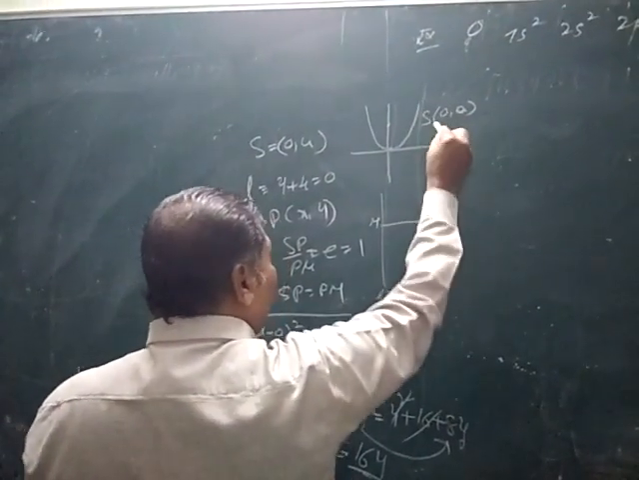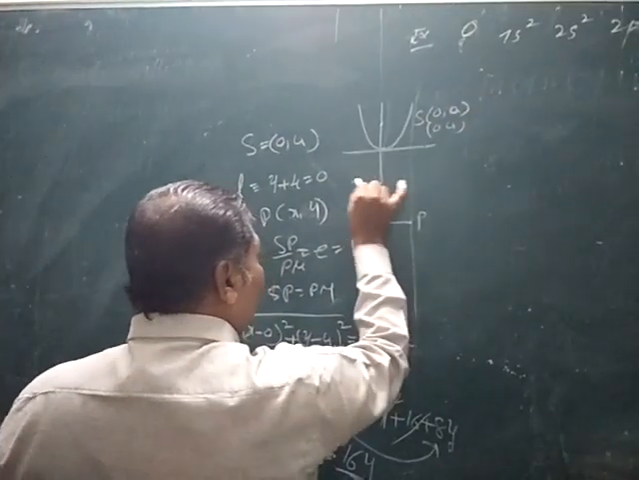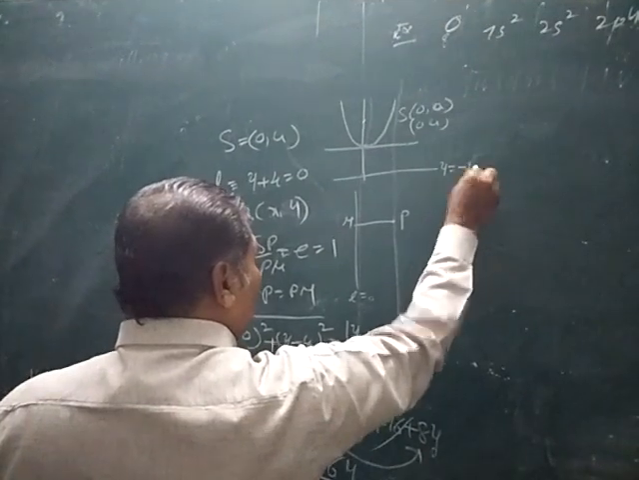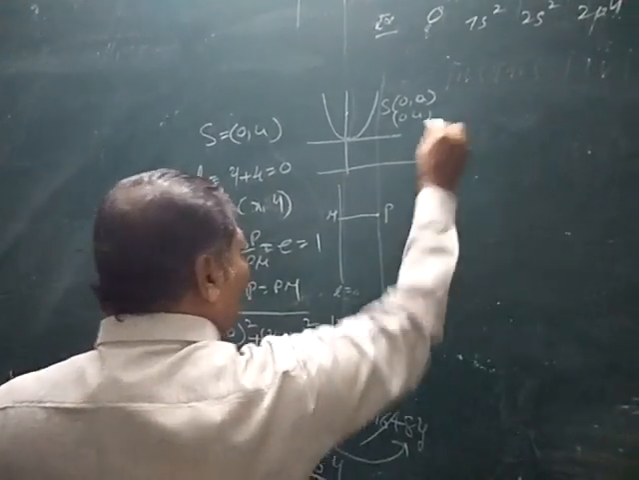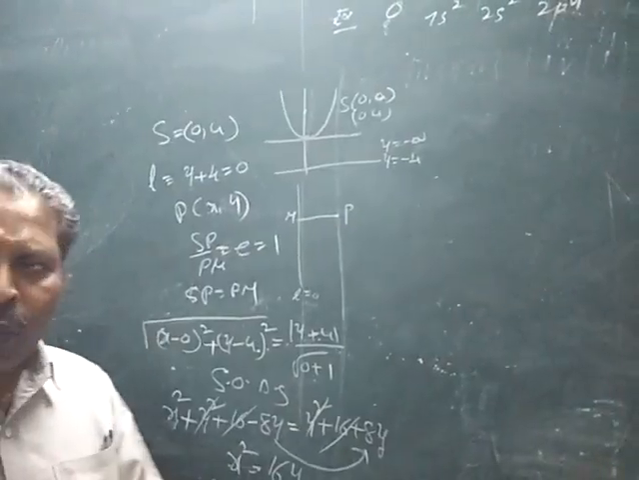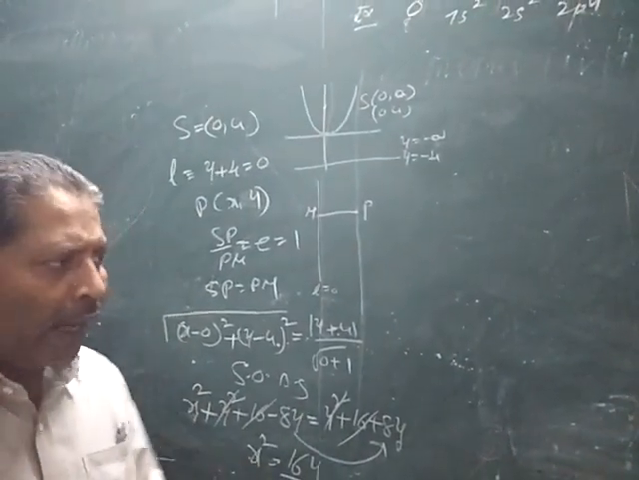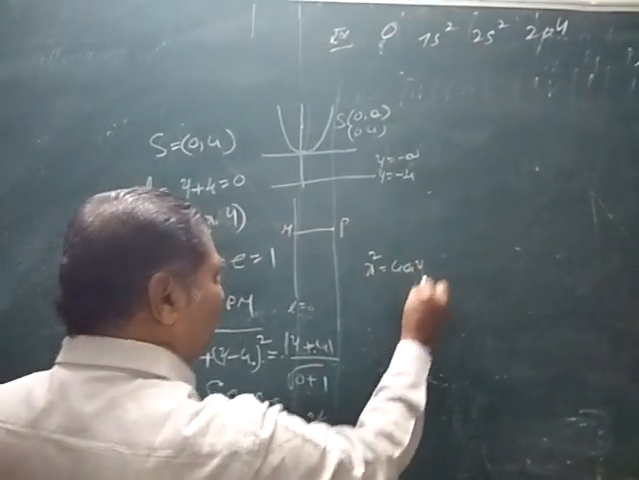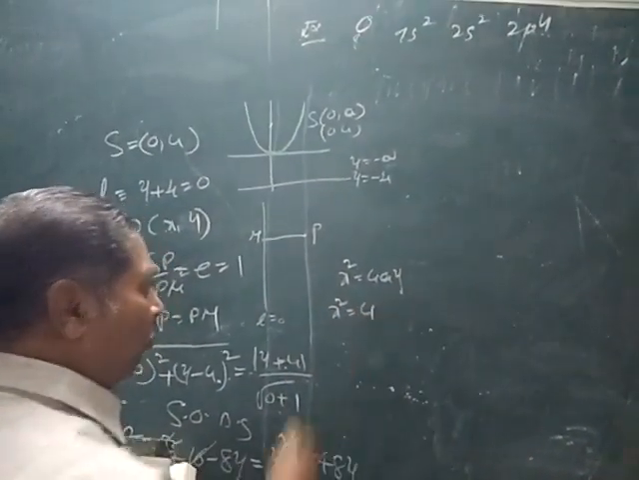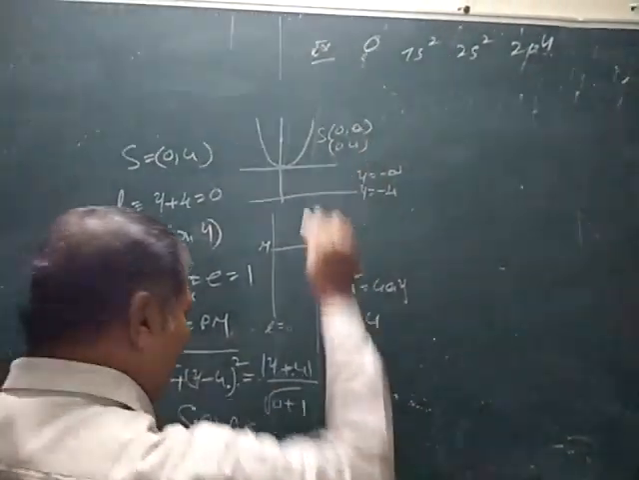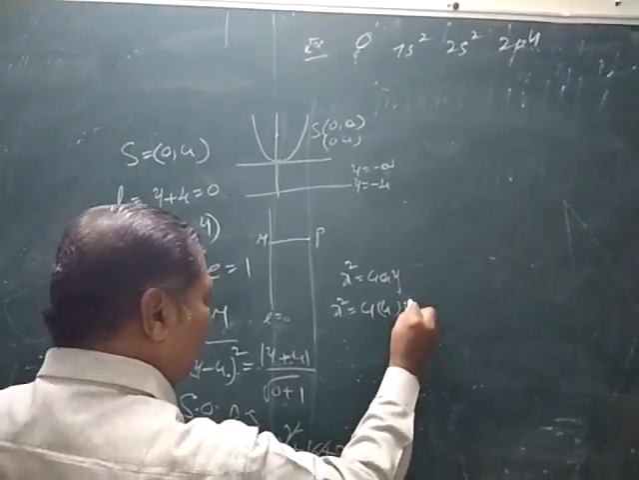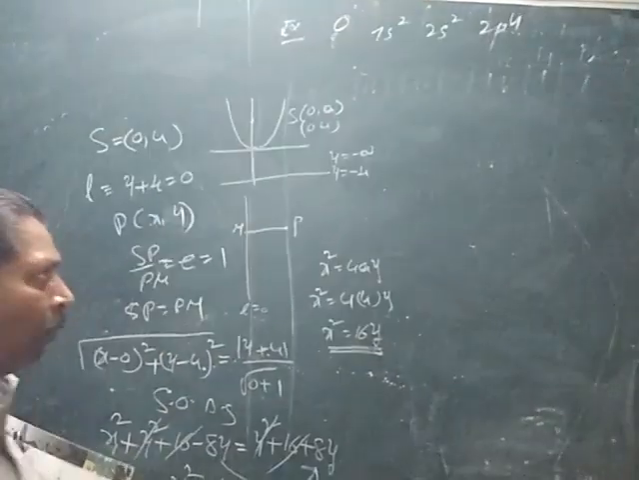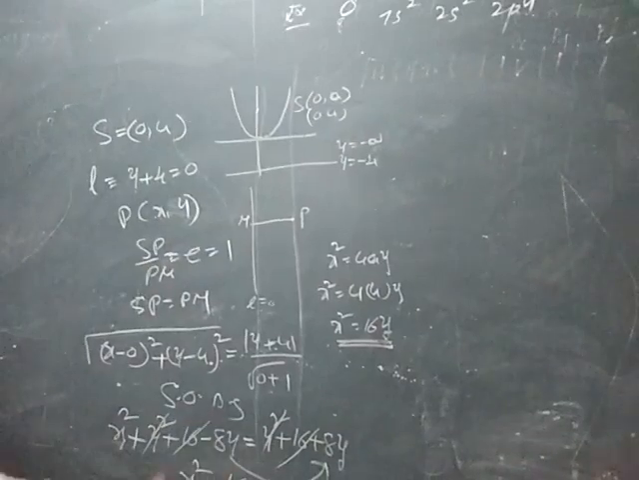Focus (0, a). Equation of the directrix: y equals minus a. Suppose you know the formulas, directly apply x square equal to 4ay. X square equals 4 into the a value, 4 into y. X square equals 16y. This is the alternative method.